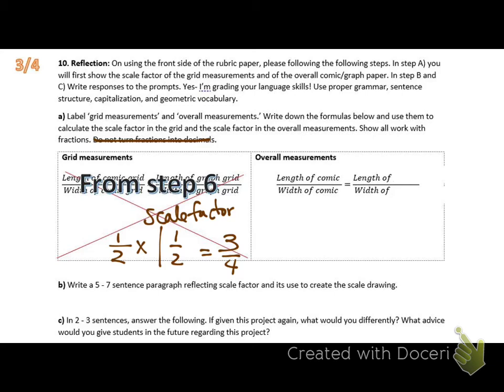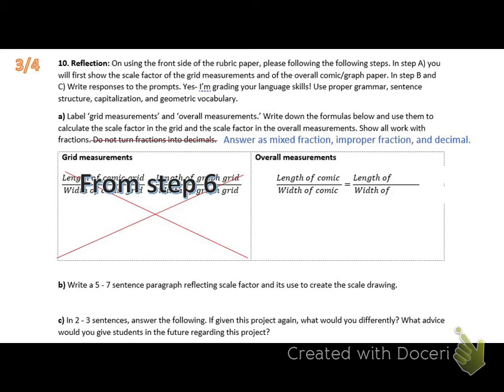Okay, what you will do is answer as a mixed fraction, an improper fraction, and a decimal. So when you go to find your new grid measurements for your bigger grid, leave it as a mixed number, improper fraction, and a decimal. The overall measurements, you'll do the same.